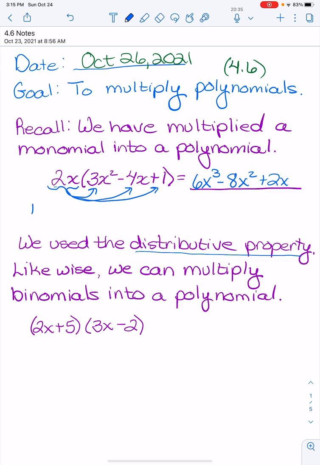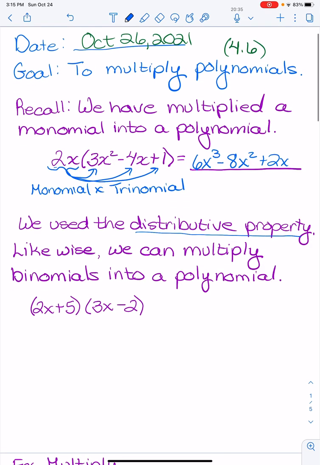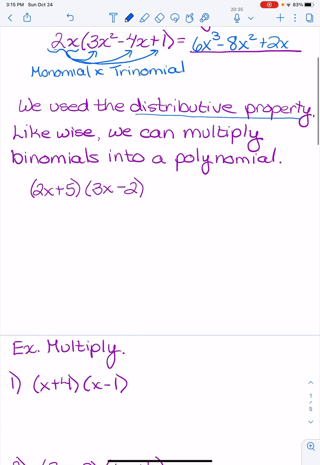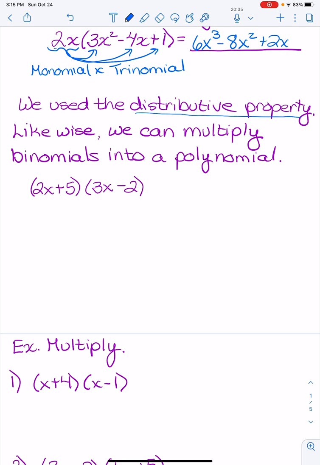So this is a monomial times a trinomial. Okay, and all we do is distribute. Okay, but now we're going to expand that idea a little bit, and we are going to multiply a binomial times a binomial. Okay, and we're going to do exactly the same thing. We're going to distribute, but we have to distribute both the terms in the first binomial to both the terms in the second binomial. So this is what this is going to look like.